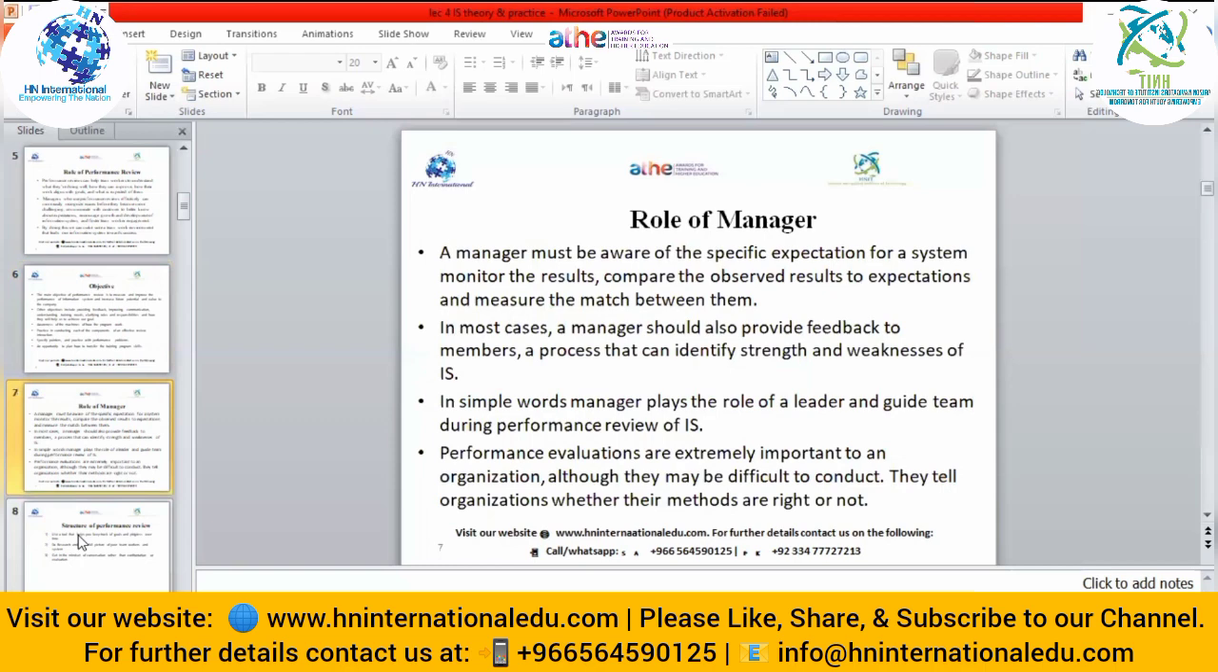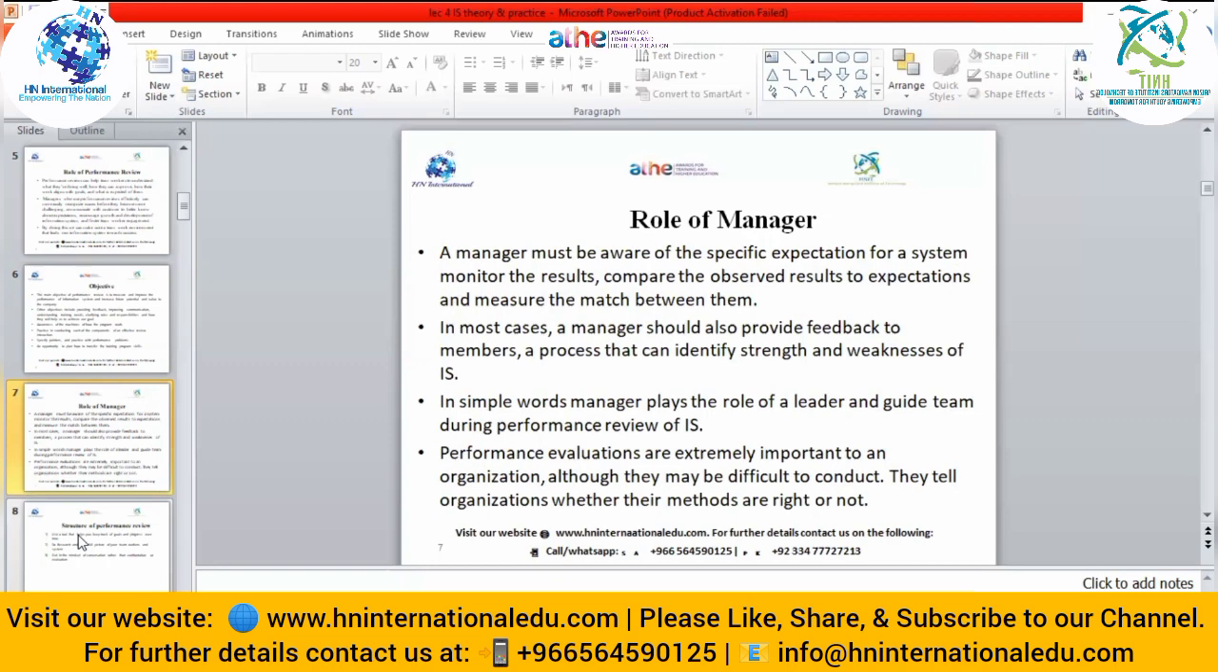Now, what is the role of the manager in the review or evaluation of the performance of our information system? The manager has a main role in the evaluation or monitoring of our system. The manager must behave like a leader. He or she must compare our performance to the previous performance, and we have to monitor whether we have improved from the past or not. So the manager must be aware of specific expectations for the system, monitor results, compare the results to the expectations, and measure the match between them.